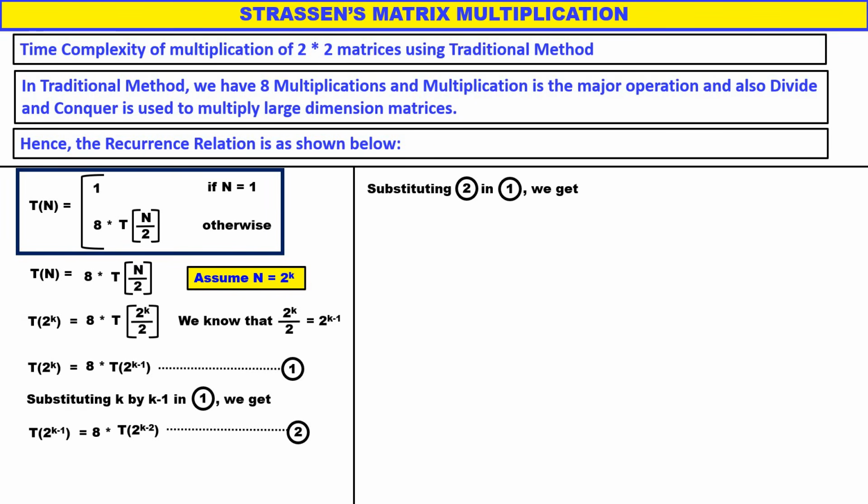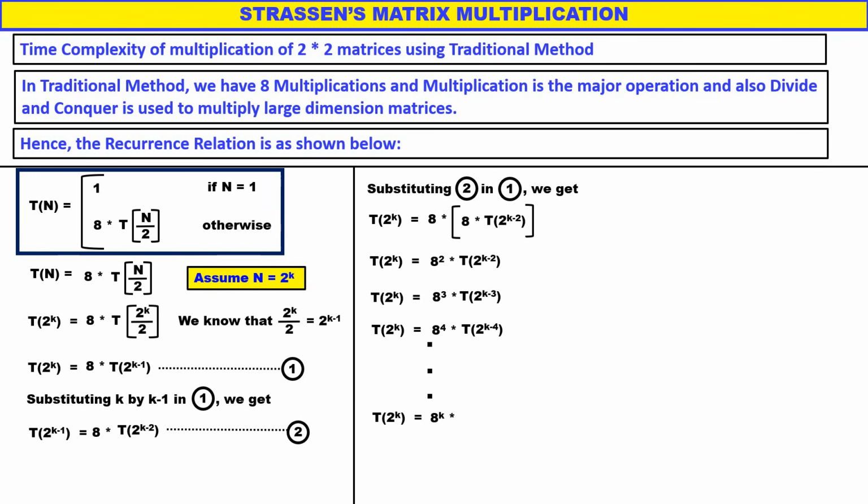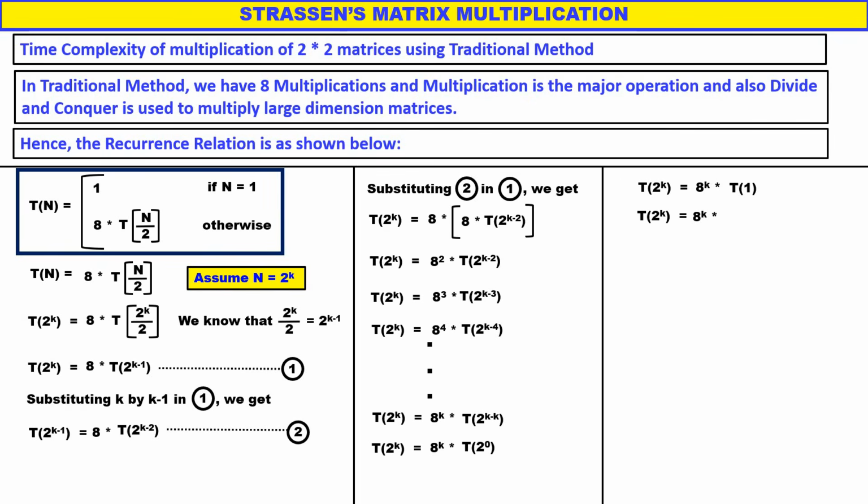Now, substituting equation number 2 in 1, we get 8 square into t of 2 to the power of k minus 2. Further, if you continue like that, you get 8 cube, then 8 to the power of 4. Similarly, at last we get 8 to the power of k into t of 2 to the power of k minus k. So this is nothing but 8 to the power of k into t of 2 to the power of 0. What is 2 to the power of 0? 1. And what is t of 1? T of 1 is 1. This is nothing but 8 to the power of k.